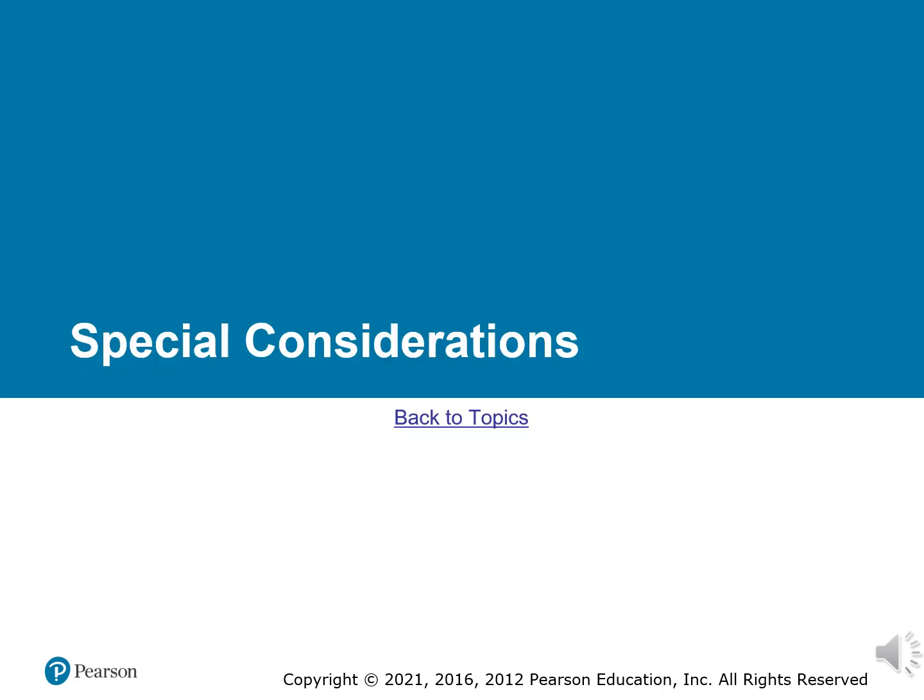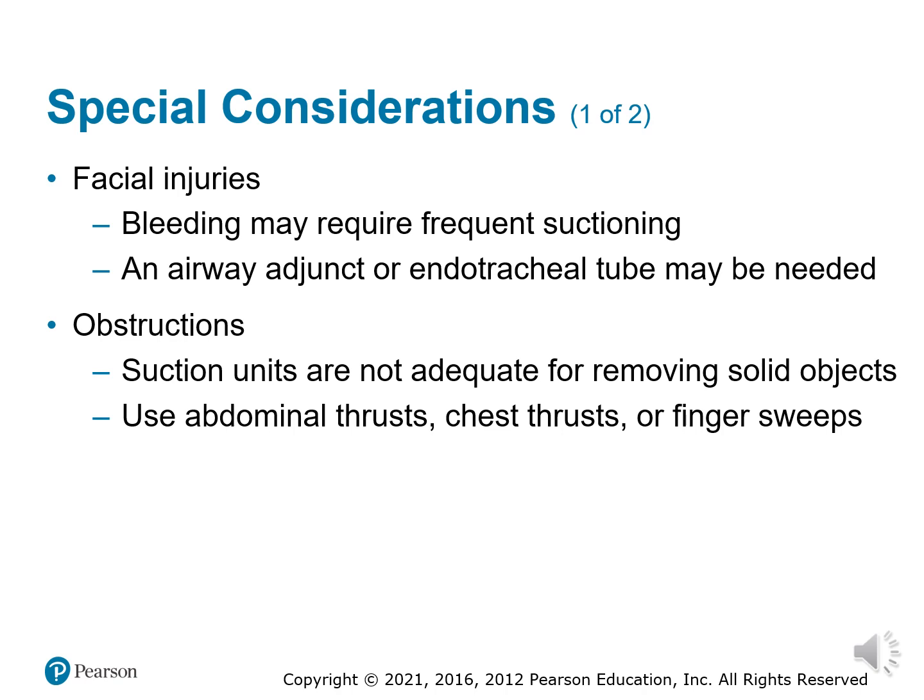In this section, we're going to talk about special considerations. First is facial injuries. Bleeding may require frequent suctioning. An airway adjunct or endotracheal tube may be needed. The next one is obstructions. Suction units are not adequate for removing solid objects. You want to use abdominal thrusts, chest thrusts, or finger sweeps if required.